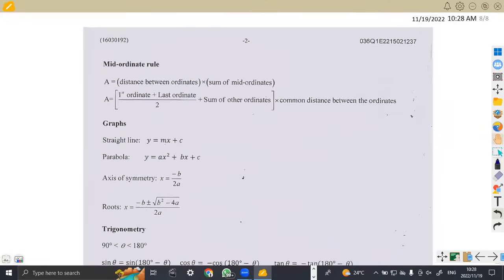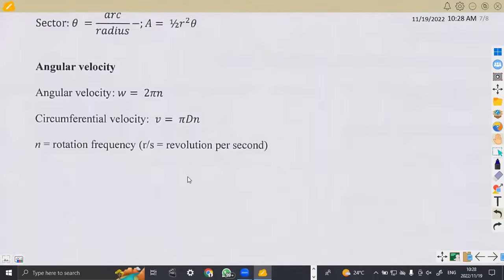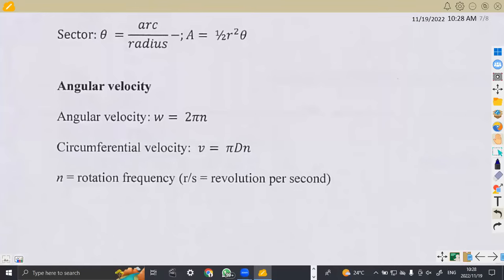Let me show you this part. I think it's down here. All right, here we have two things that we are supposed to apply on the angular velocity. We have the angular velocity, which is omega, which is 2 pi n. And we are told that this n is the rotational frequency in revs per second, that is revolution per second. So take note, your n here is supposed to be in revs per second.